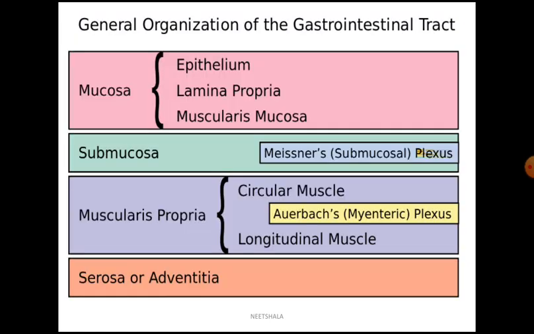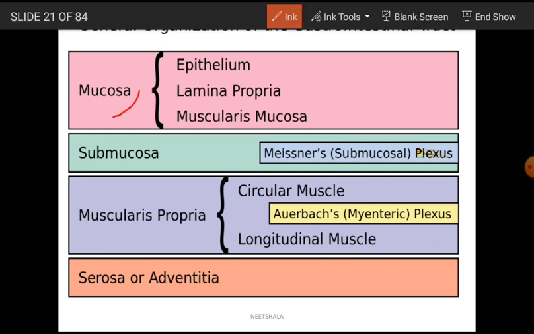So let us now see the general organization of the gastrointestinal tract. The outermost layer is known as the serosa. Serosa is also known as the adventitia. This is the first layer. The second layer is known as the muscularis. Now muscularis consists of two regions: one is the circular muscle and the second is the longitudinal muscle. Between the circular muscle and the longitudinal muscle, you can see a plexus, a nerve complex, and the name of that plexus is important. It is known as the Auerbach plexus, which is also known as the myenteric plexus.